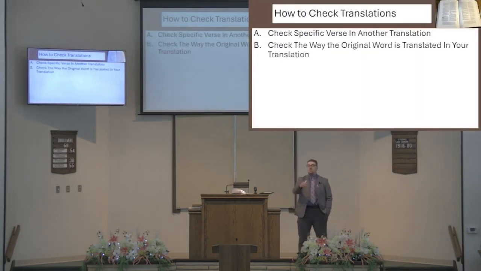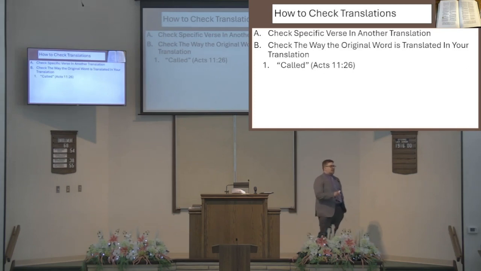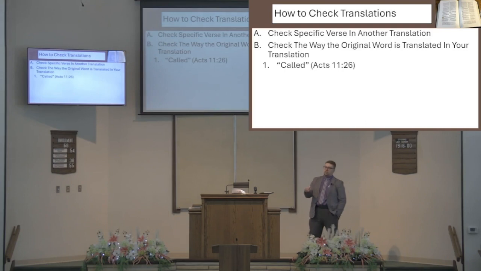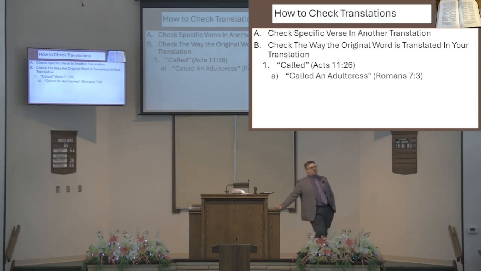is we can check that original word, how that original word in the Greek or Hebrew, mostly the Greek is where we use it, how that word is translated in our translation. Let me give an illustration of that. In Acts chapter 11 and in verse 26, the disciples were first called Christians at Antioch. What does that mean? They were called Christians. Well, let me look at the use of the word called. In Romans chapter 7 and in verse 3, it says she shall be called, that if a woman's married to another man while her husband still lives, she shall be called an adulteress.